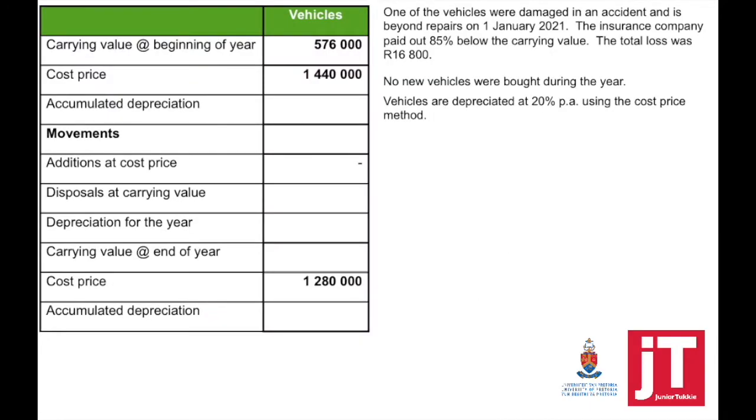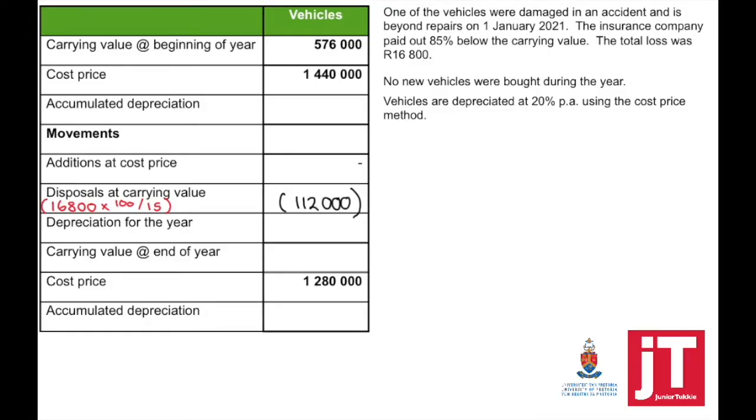To complete vehicles, one of the vehicles was damaged in an accident and is beyond repairs. We've done this adjustment now. The insurance company paid 85%, no vehicles were bought, and vehicles are depreciated at 20% per annum. So now we need to complete this in the tangible asset note. So where do we start? What can we calculate? We start with the disposal at carrying value.